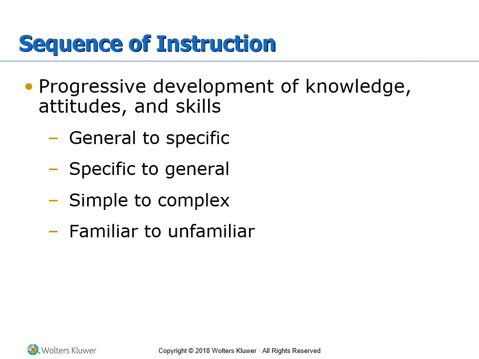Now looking at how we can sequence instruction. So again, we have progressive development of knowledge, attitudes, and skills. So again, there's different ways that we can present information. So we can go from general to specific, or we can go from a specific example to then a more general concept. We can go from more simple to complex, or we can go from something that someone's familiar with to then going to something that they're more unfamiliar with. But as we talked about in previous lectures, for example, if somebody has a frame for their knowledge, then we have this new unfamiliar information, we're able to then put it in the context of our previous familiar frame.